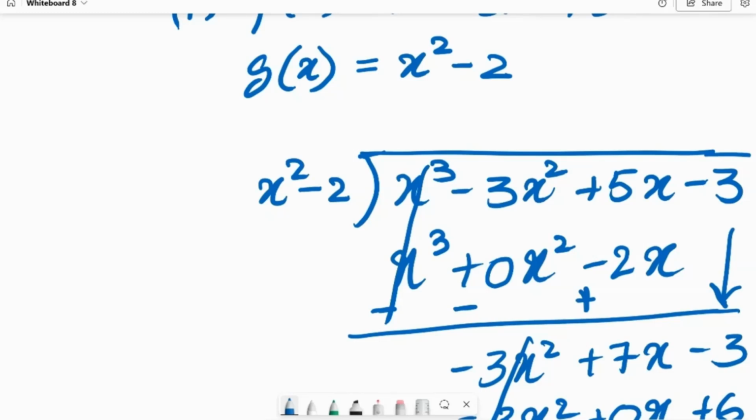So the first step, we multiply something to g of x to get the first term of p of x. Next, we change the signs, add all of them, and find the remainder, as long as the degree of the remainder is less than the degree of the dividend.